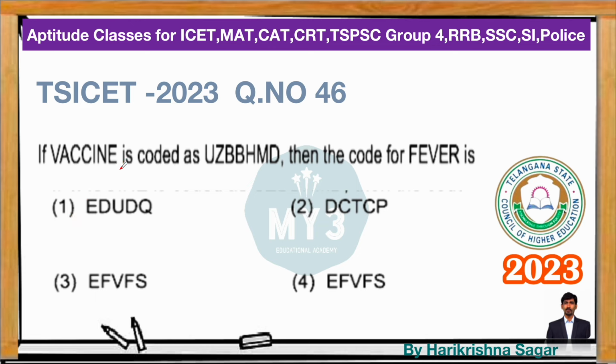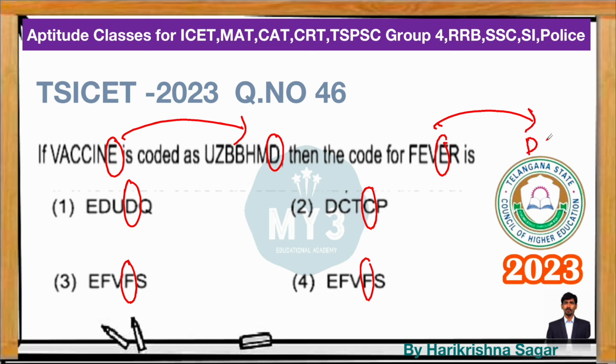And even when you are good at looking at the options, you can also use the option choices in solving. So if you observe, in vaccine we have E, and how is the E coded? E is coded as D. In fever we have E here. So that means the last but one alphabet must be coded as D. So you can just look at where you are able to see D. That will be the answer choice.